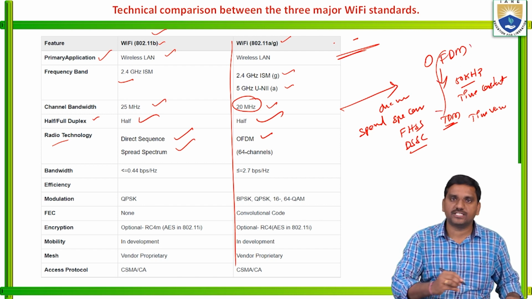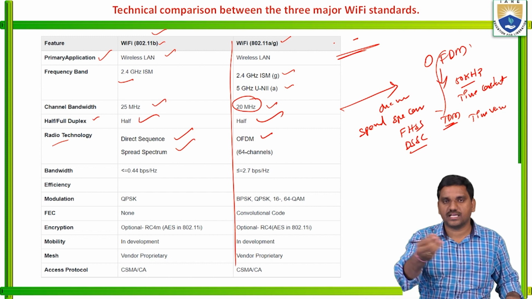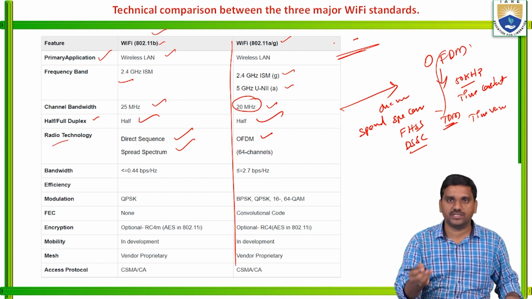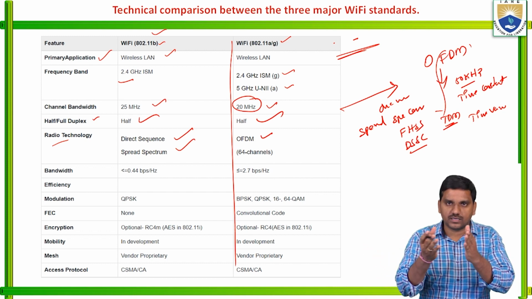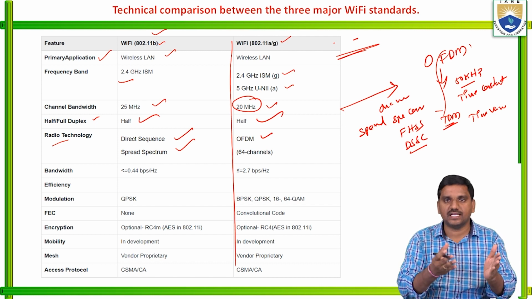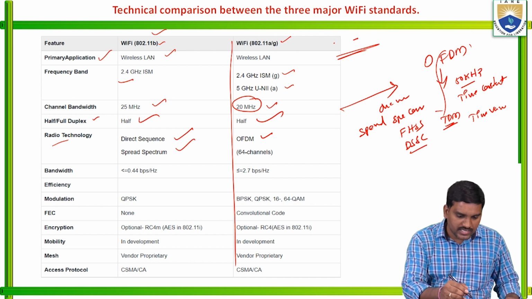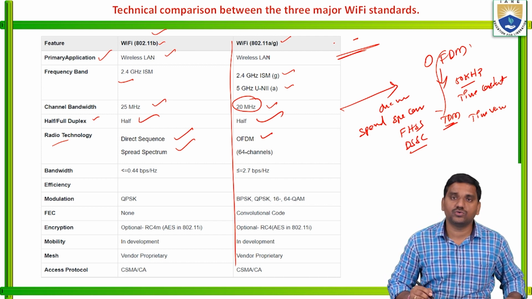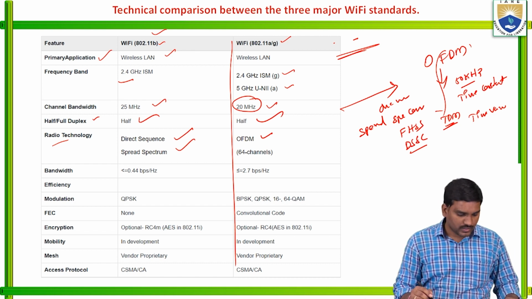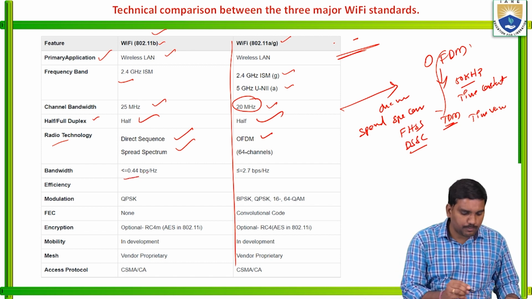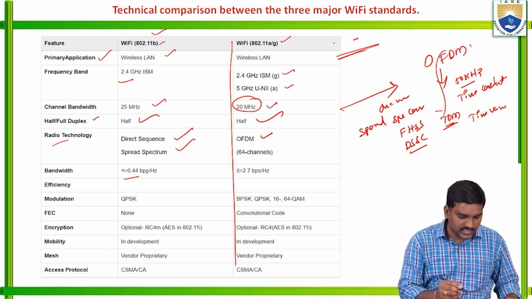So the concept is the same. More signals can pass through a single channel, the concept is the same, but based on the title it can vary: time division multiplexing and frequency division multiplexing. So it is implemented by 802.11 A and G. Next one, bandwidth is less than 0.44 bits per second per hertz.